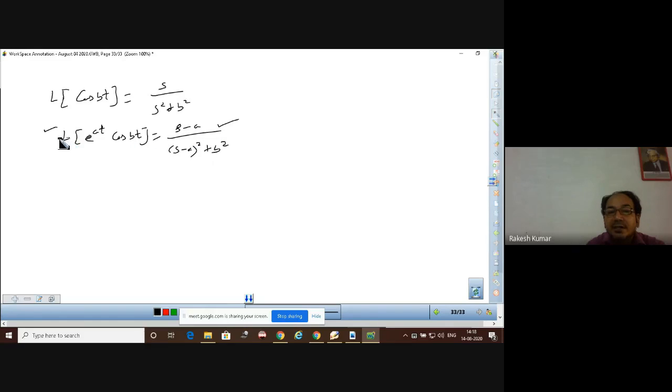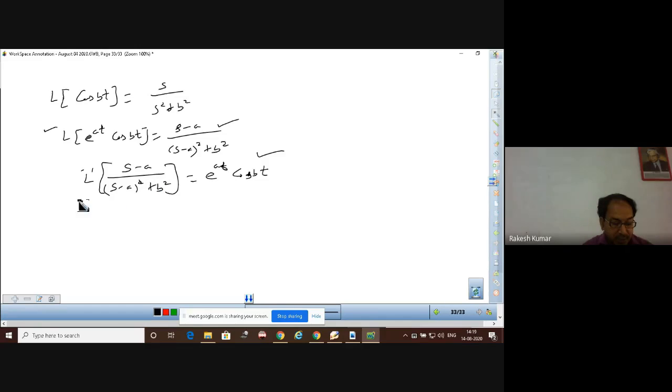So this is the formula by using first shifting. And if we take this L on this side, what will you get? You will get L inverse of s minus a over s minus a whole square plus b square comes out to be e raised to power at into cos of bt. So straight away we can write down the inverse formula also.